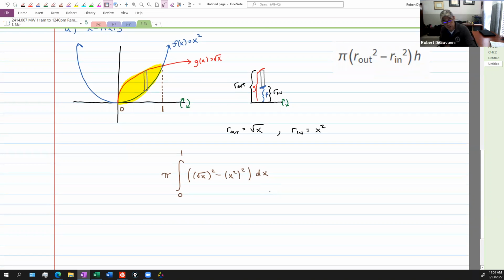And that's something we should be very comfortable and happy to do. Integral, pi, integral 0 to 1. If we square the square root, you just get x. And if we square x squared, we get x to the fourth. I'm going to keep going because this integral is pretty straightforward, right? Pi, the antiderivative of that is 1/2 x squared minus 1/5 x to the fifth. Evaluate that from 0 to 1.